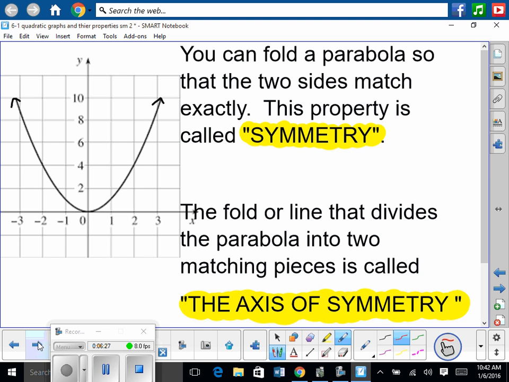So look right here. If I drew a dotted line on the y-axis here, do you see how if I took it and folded it, boom, like a stamp, it would match exactly? Does everybody see that? It's symmetric on the y-axis. Do you all see it? Yes or no? If I took it and folded it. This is called symmetry. So the fold line that divides the parabola into two matching pieces is called the axis of symmetry. So this dotted line right here on the y-axis is our axis of symmetry because it's symmetric on each side of that line.